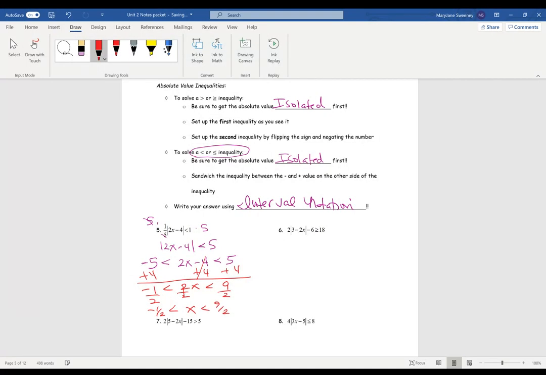Now, part of the reason you want to do this is you want to realize this is an "and." Whenever the x is sandwiched in the middle, that's an "and." So you want what would satisfy both of those, which is just from negative a half to 9/2. Oops, sorry, not hard brackets, soft brackets, because it's not equal to.